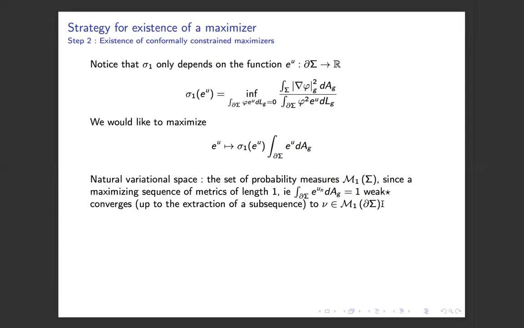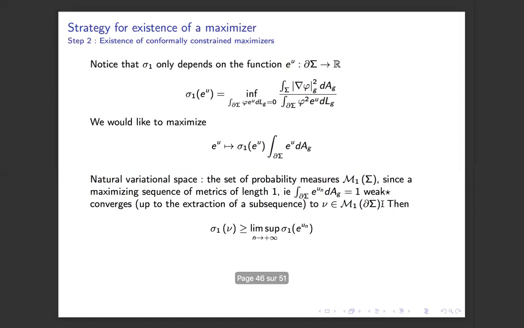Because in variational problems, we would like to follow a classical scheme, which is we take a maximizing sequence of functions. We let them converge in a big space, here the space of measures, and we expect that at the limit, we can formulate Euler-Lagrange equations so that we can prove regularity and go back to the previous space, the space of smooth functions. It's a classical way to argue in variational problems.